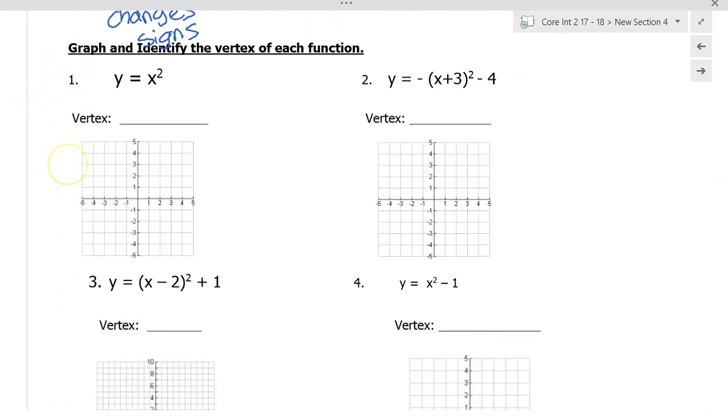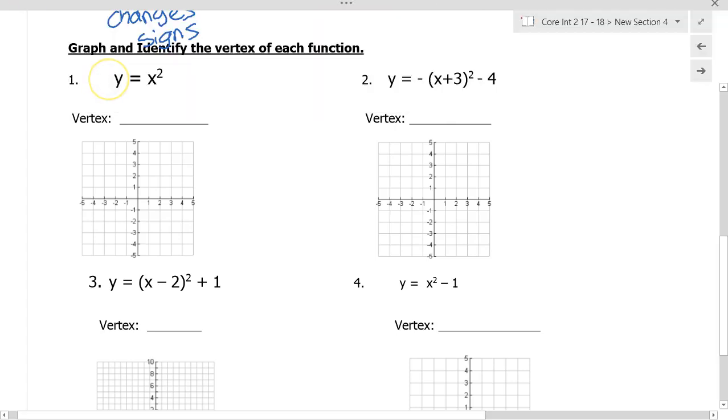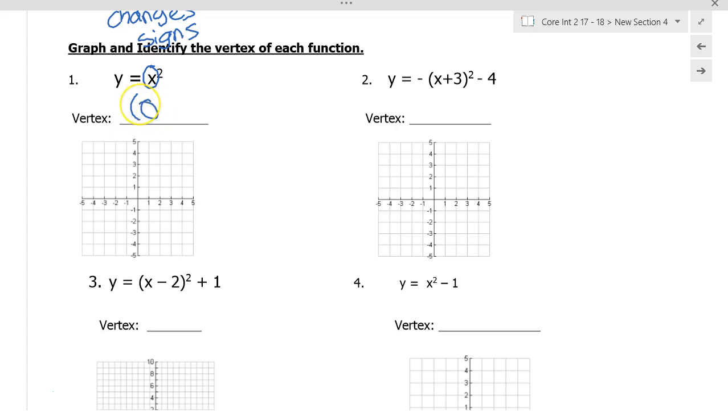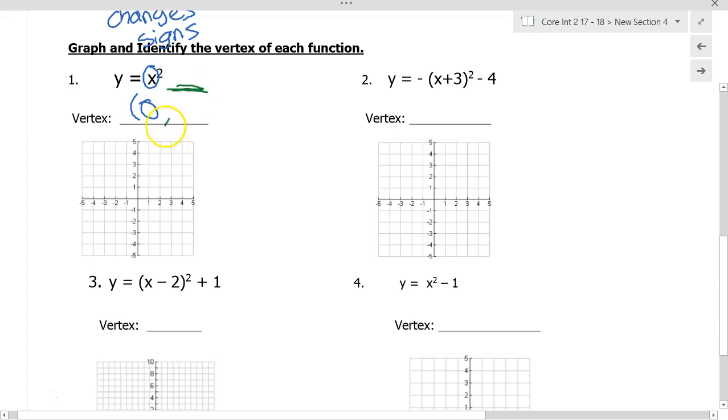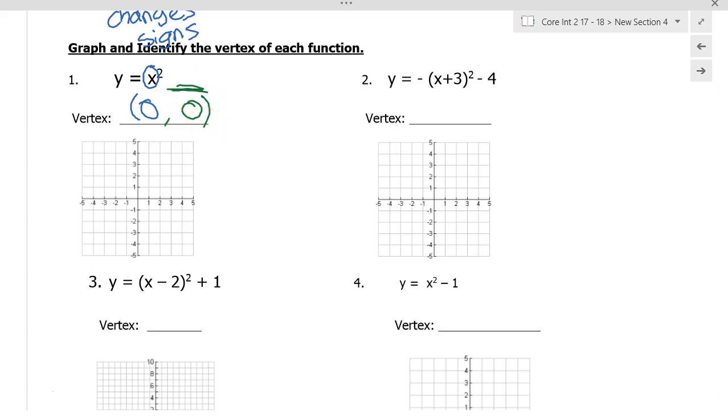Looking at our next step, here we're not only going to identify the vertex, but also graph it. Start by identifying your vertex. What's with the x inside the exponent? Well, this is a special case. There's nothing being added or subtracted from the x, so my x value is 0. What's on the end? Again, there's nothing. The mathematical form of nothing is 0. So my vertex is 0, 0.